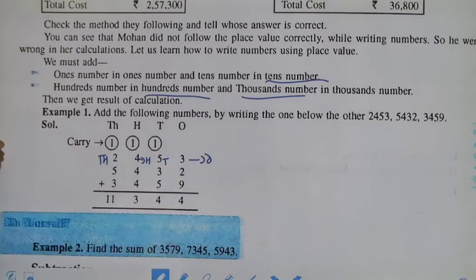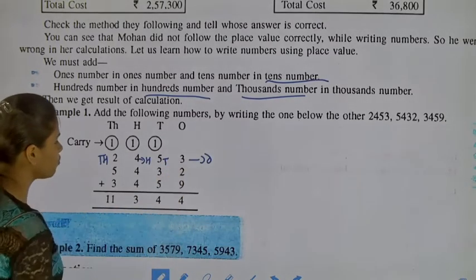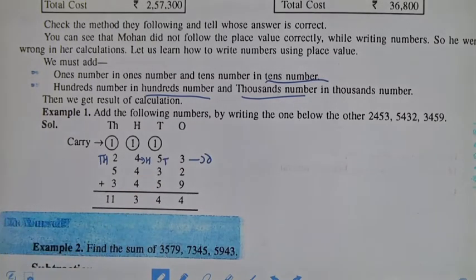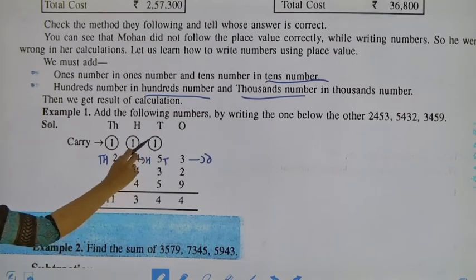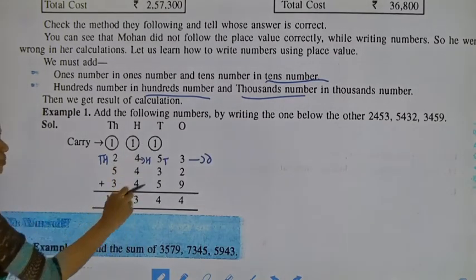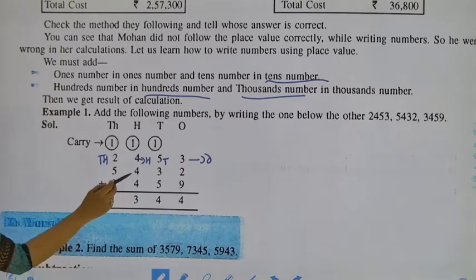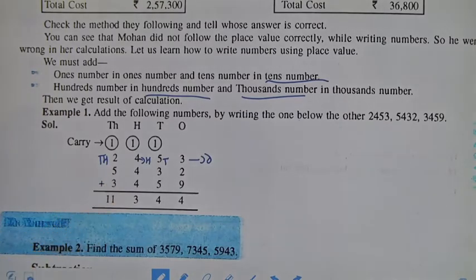3 plus 2, 5, and 5 plus 4, it will be 5 plus 9, it will be 14, and 1 carry over here. 5 plus 1, it will be 6. 6 plus 3, it will be 9. 9 plus 5, it will be 14. 4 plus 4, it will be 8. 8 plus 4, it will be 12. And 12 plus 1, it will be 13.